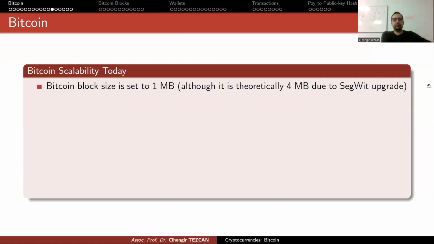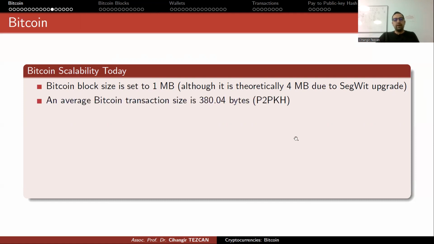So, Bitcoin scalability today. Bitcoin block size is set to 1 megabyte, but this is theoretically now 4 megabytes due to the SegWit upgrade, which I will explain later. But this means that you cannot write more than 1 megabyte to the block itself, right? And average Bitcoin transaction size is around this many bytes, 380 bytes.